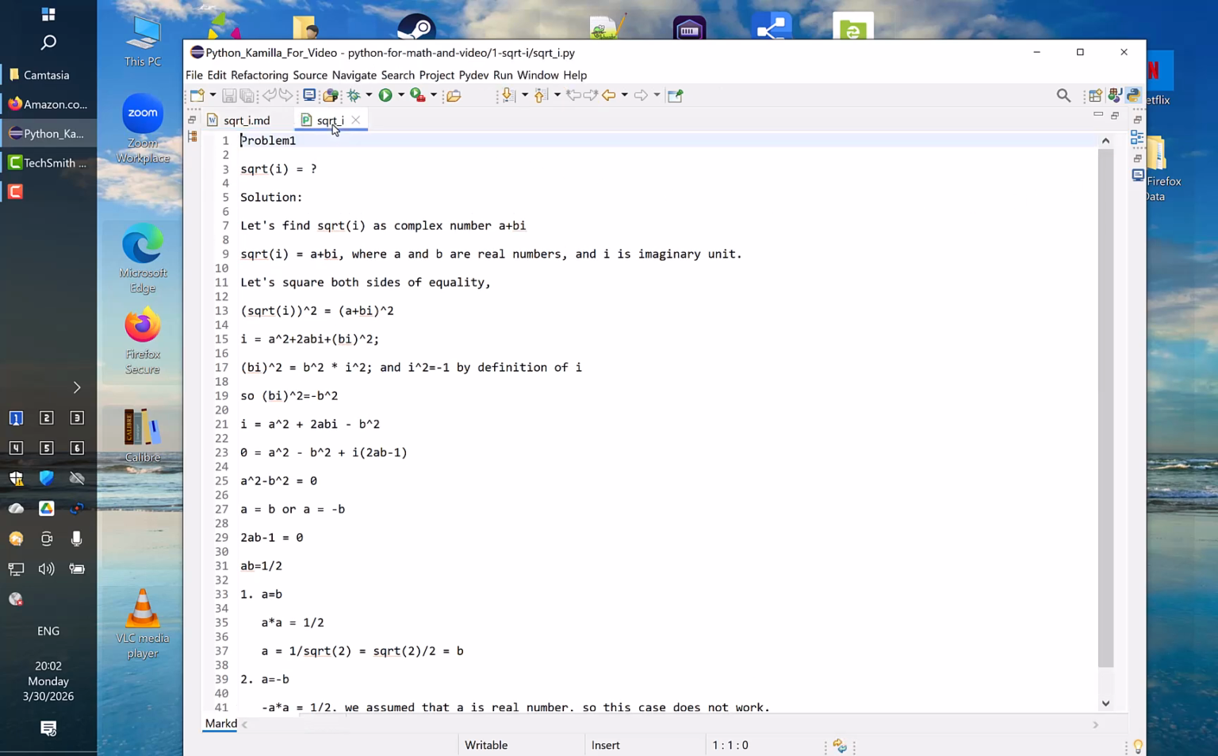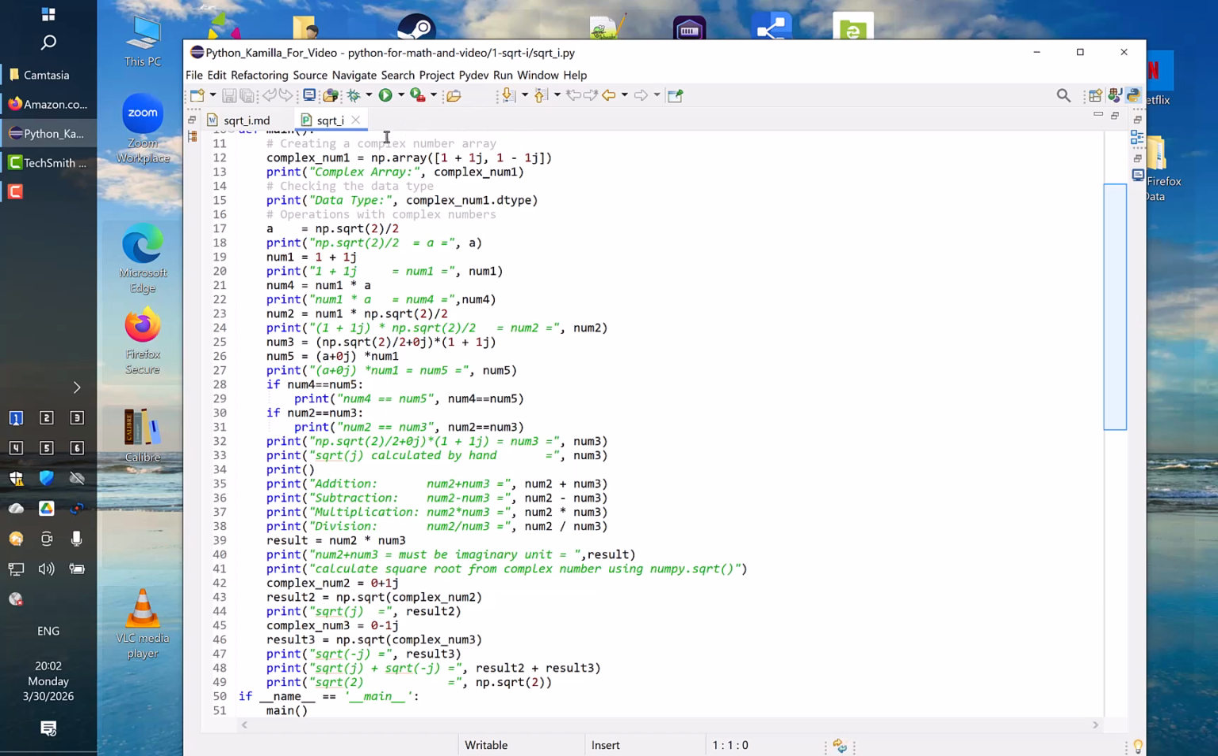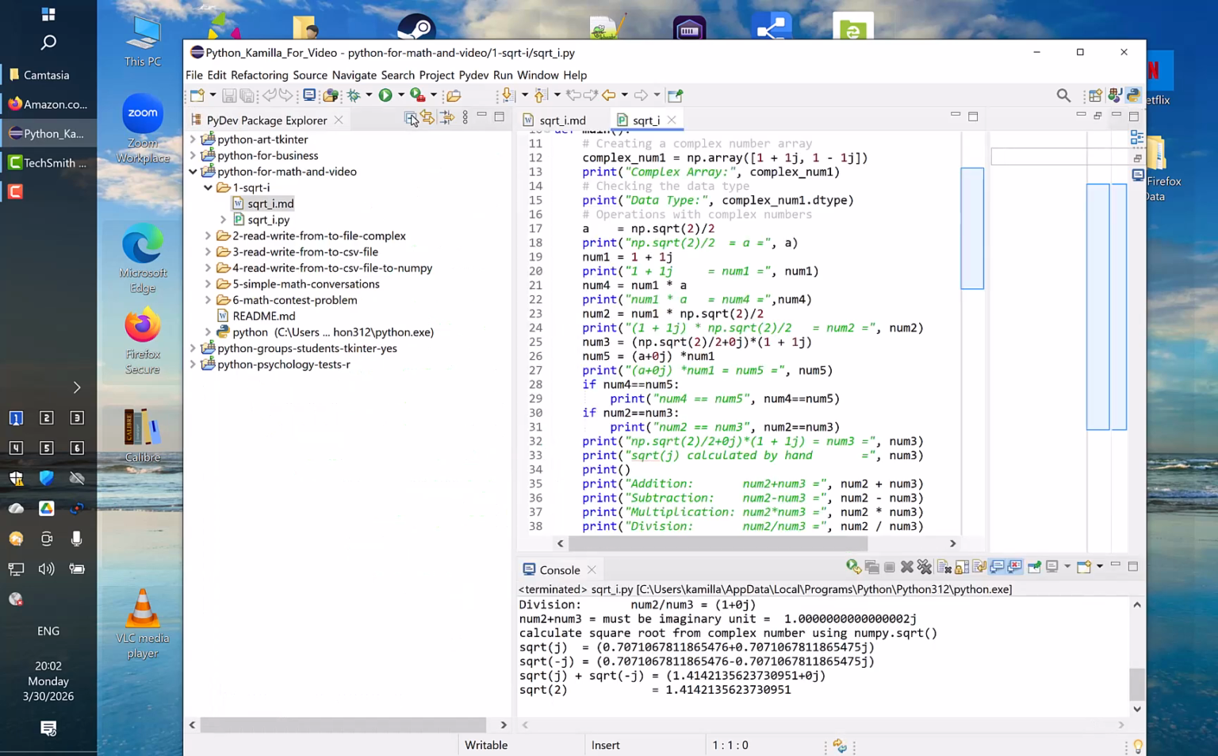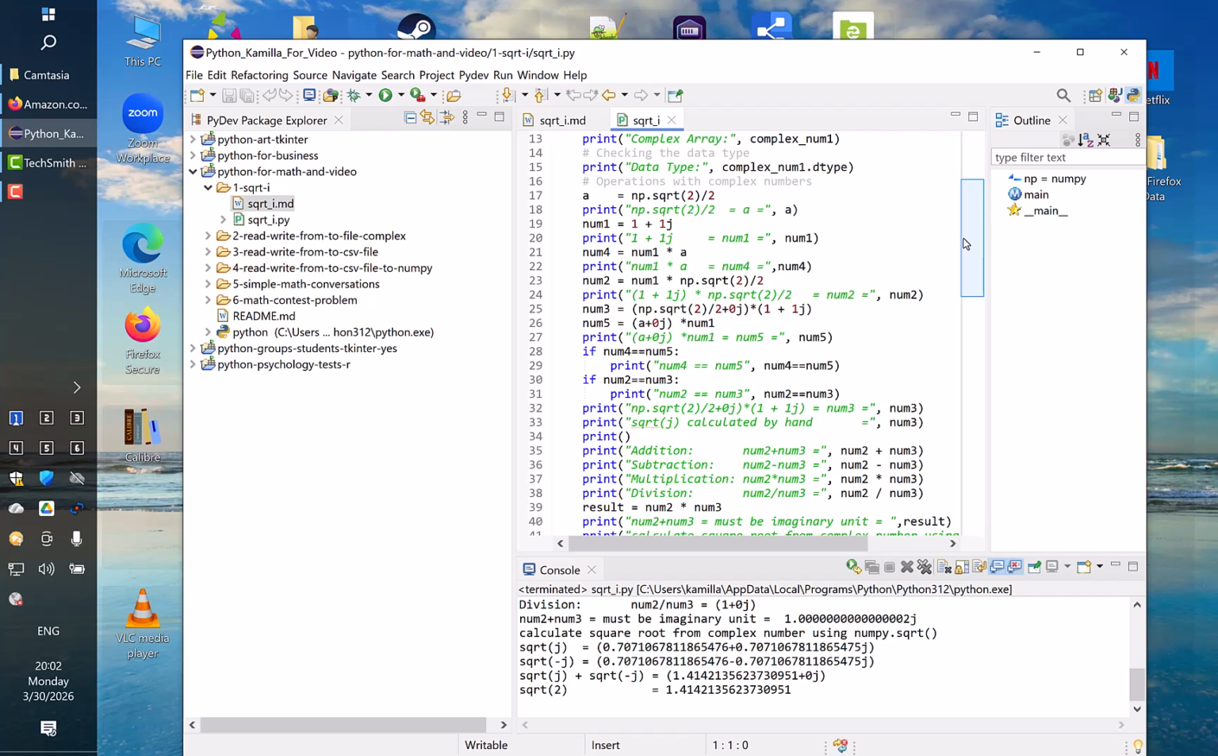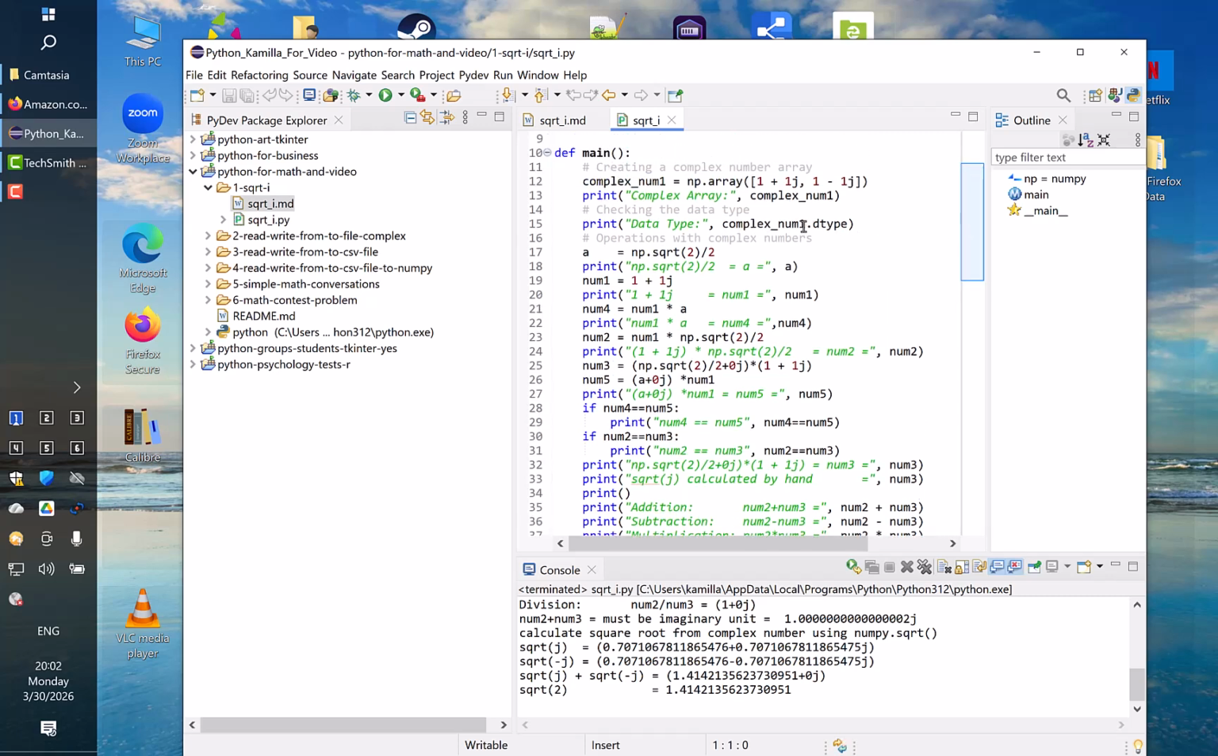How do we do this in a program? So I wrote a program, and we use Python numpy, and then we have this example. Now complex number 1 is equivalent here, right? So we have this complex number, and we output it.